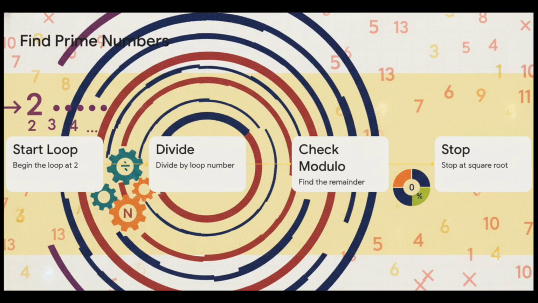Right, so how do we write the pseudocode to find a prime number? Well, a prime number is only cleanly divisible by 1 and itself. So our logic goes like this. Step 1, start a loop at the number 2. Step 2, divide our target number by this loop number. Step 3, check the modulo. If the modulo remainder is 0, it divided cleanly, which means it is definitely not a prime number. If it doesn't divide cleanly, we just increase our loop to 3, then 4, and keep checking.